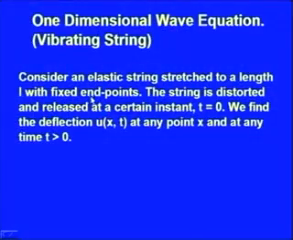Let us consider an elastic string stretched to a length L with fixed endpoints. The string is distorted and released at a certain instant. We take that instant as t = 0, and then we will discuss the deflection, which we denote by u(x,t), at any point x and at a time t greater than 0 of the string.